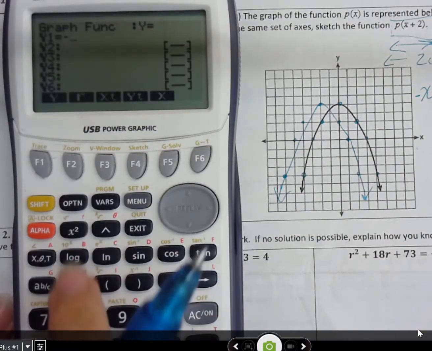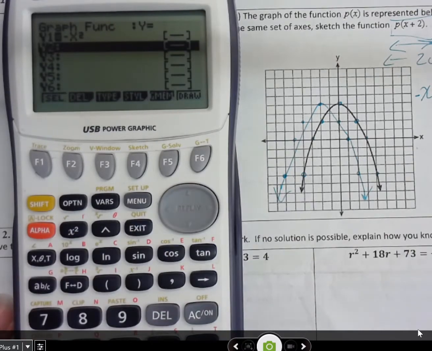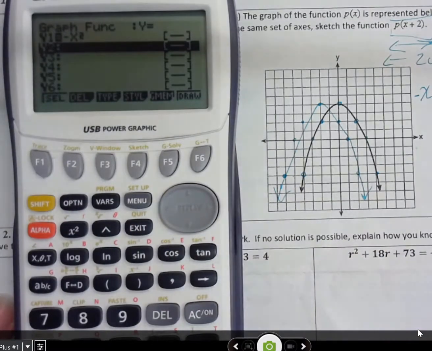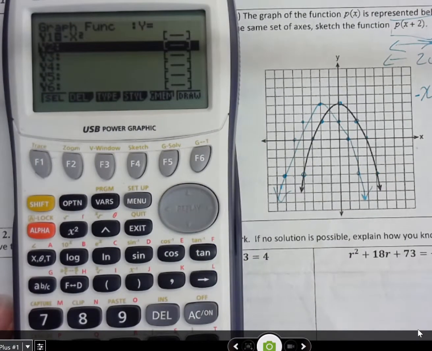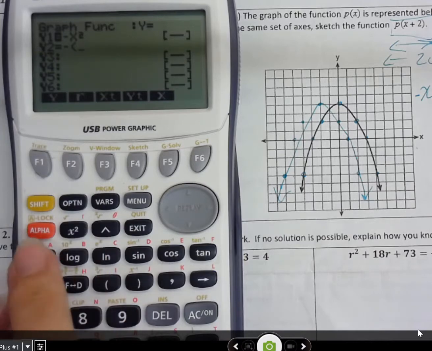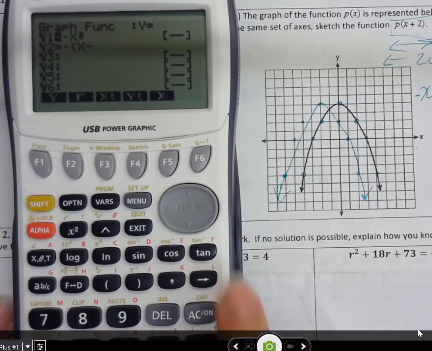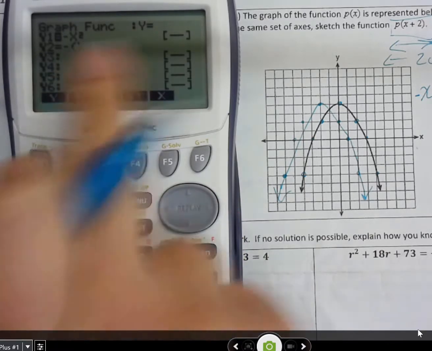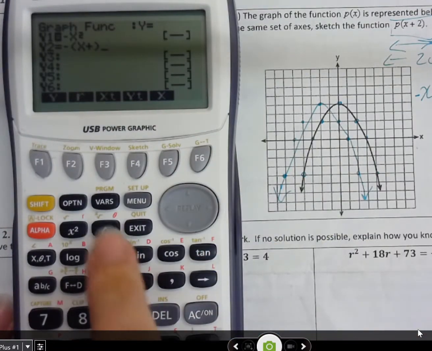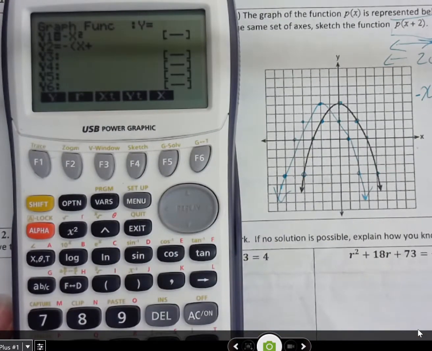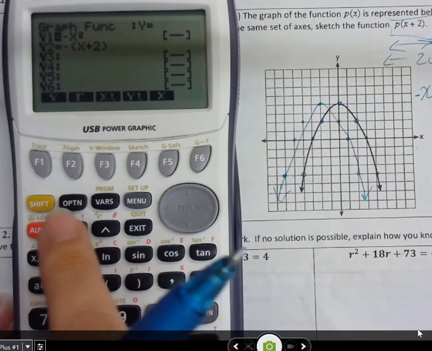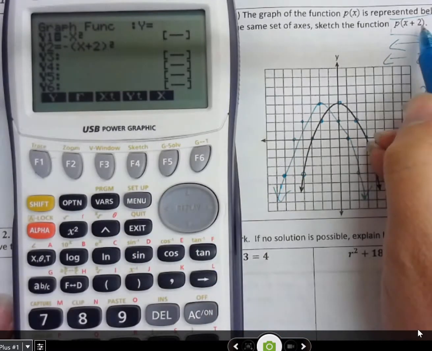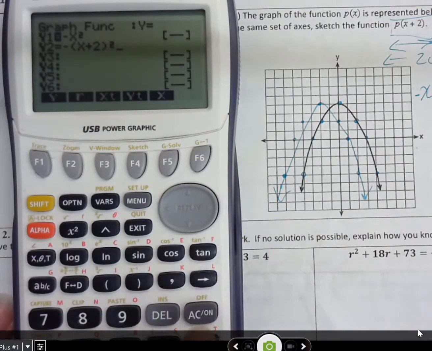So I'm going to enter in negative x squared. Then I say, okay, so this is inside of the grouping symbols. So I'm going to do the same thing, except this time I'm going to add some grouping symbols, and I'm going to put in the quantity of x plus 2, just like it is in the problem, and I'm going to square it. Okay, so now we have something similar to what's here, and we're going to put it into the calculator.